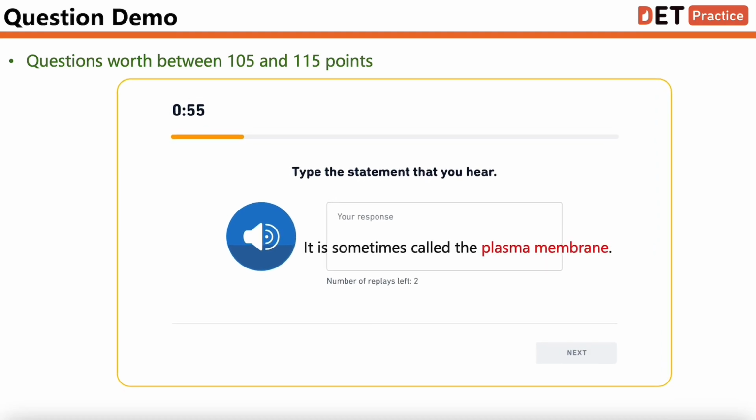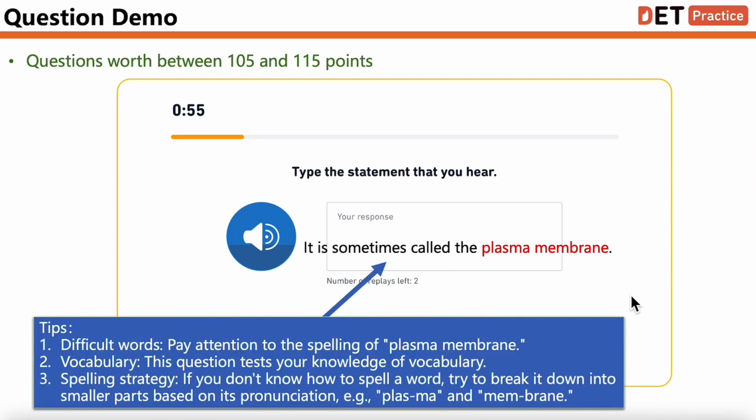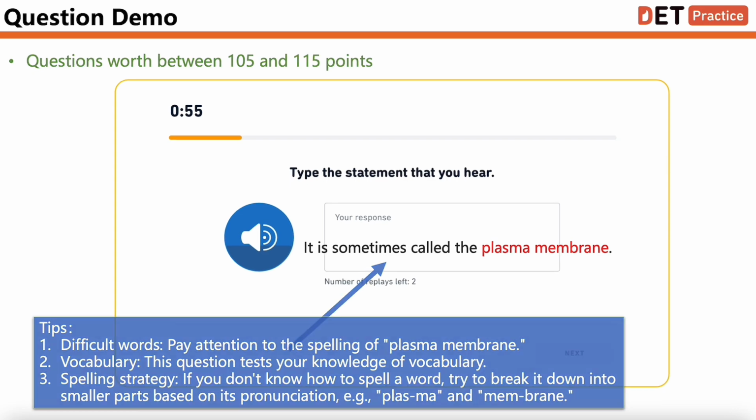The answer is it is sometimes called the plasma membrane. The challenge here lies in spelling plasma and membrane, which refer to the liquid component of blood and a thin, pliable sheet of tissue, respectively. This question assesses your vocabulary knowledge. If you're familiar with these words, the sentence is fairly straightforward. If not, try to phonetically spell the words based on their pronunciation. It's better to write down your best guess than to leave a blank space.